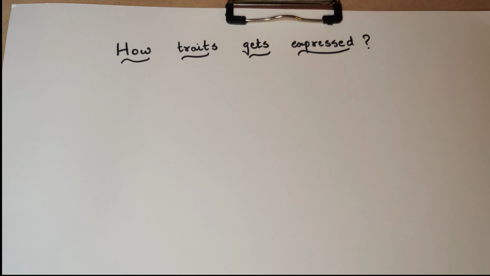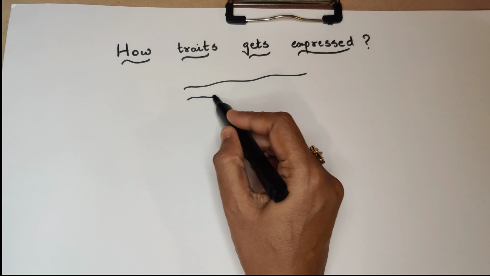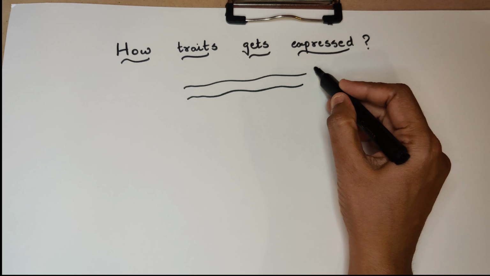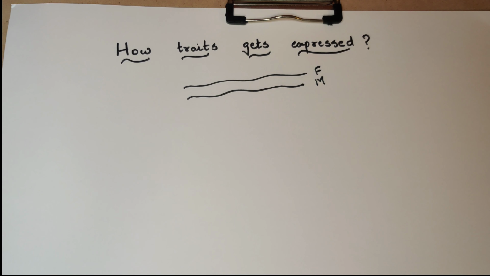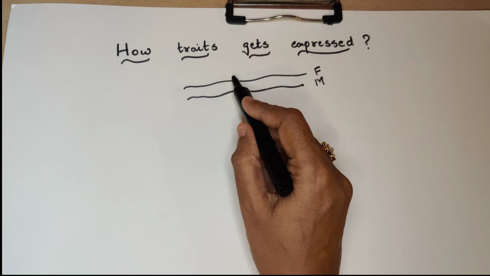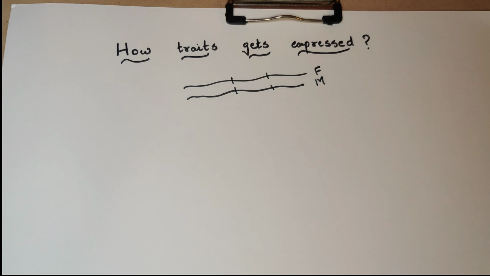Coming to the last segment of this lesson, how traits get expressed. Now I say there is a DNA. Okay, so you have a DNA here. One comes from the father, another one comes from the mother. One is the paternal chromosome, another one is the maternal chromosome. So now in this there is a segment, we call it a gene. Here also there is a gene.